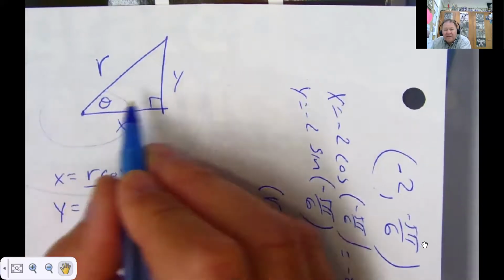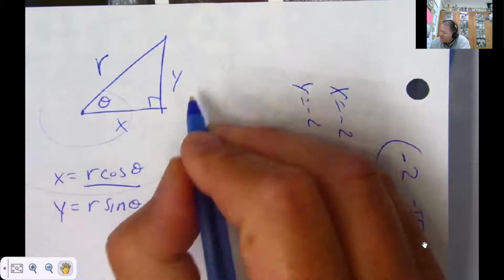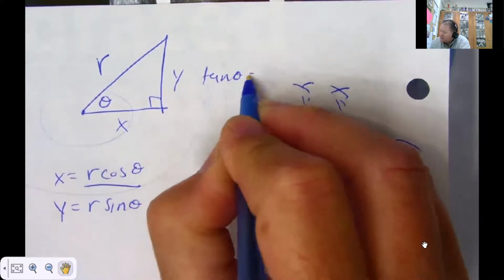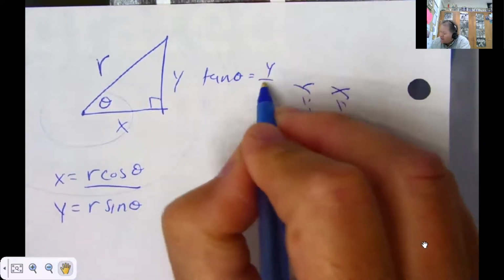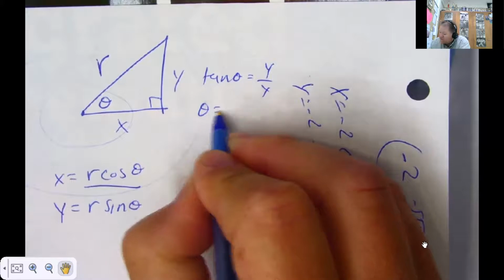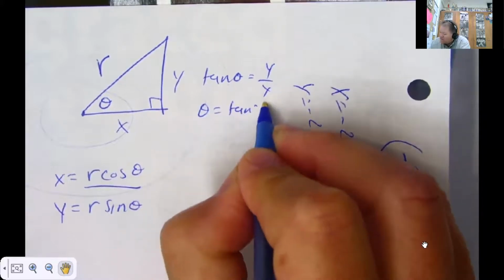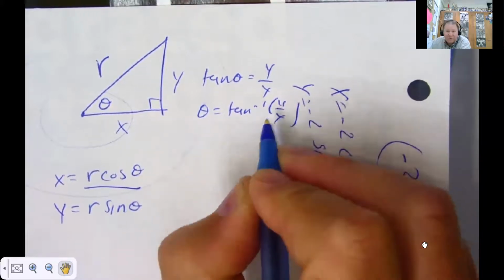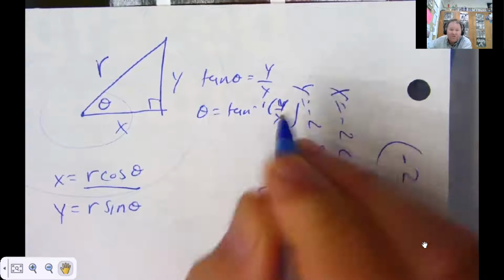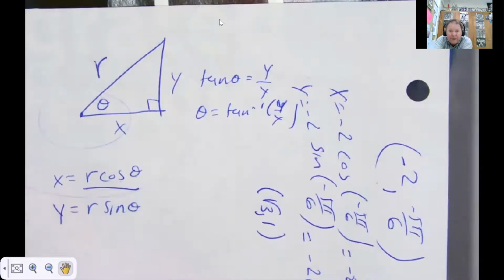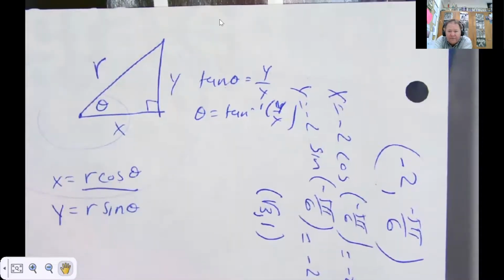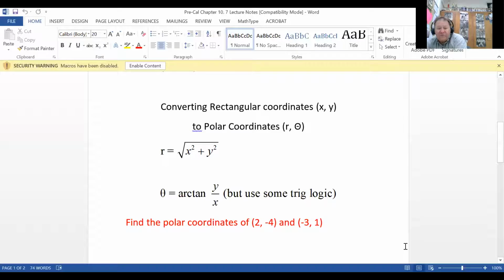And what is theta? It's opposite over adjacent, tangent. Tangent of theta is equal to y over x, which means theta, the measure of that angle theta, would be the arctangent of y over x, which is what we have there. That's what's shown on that slide. So that's where those come from.